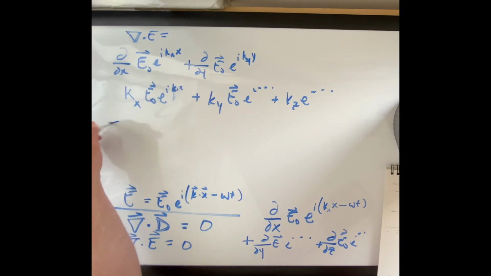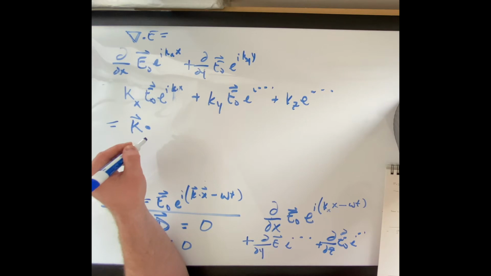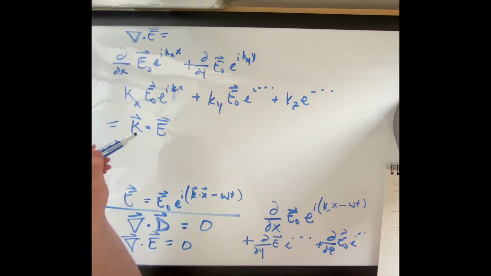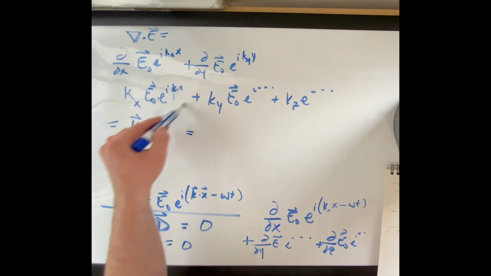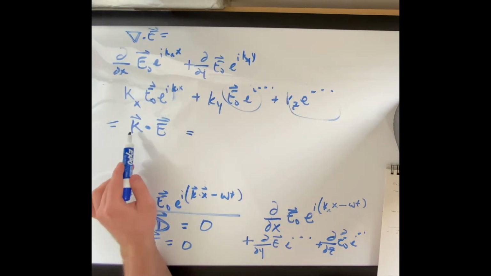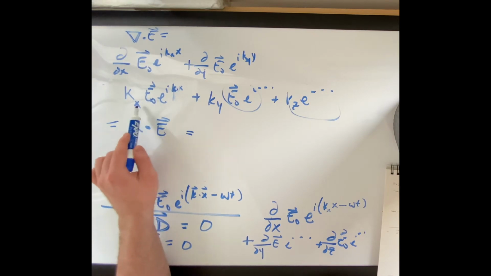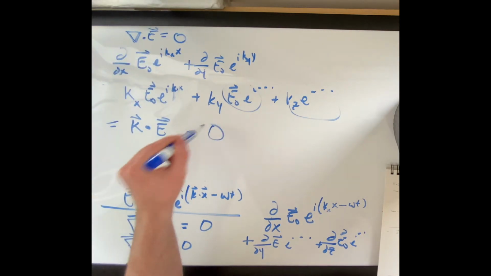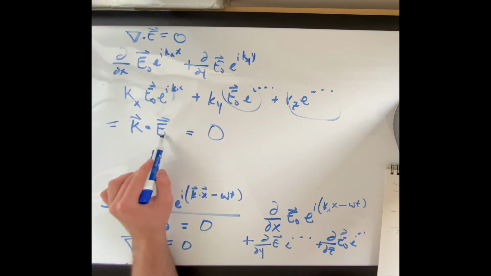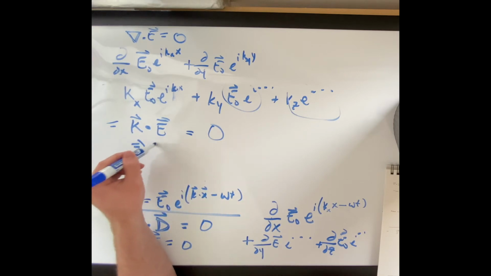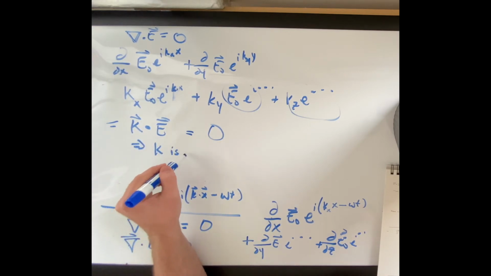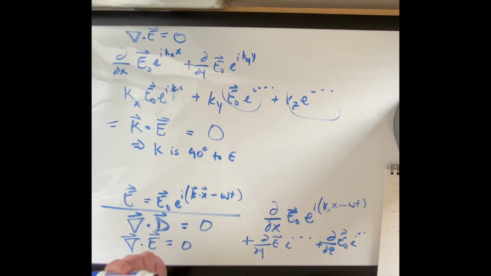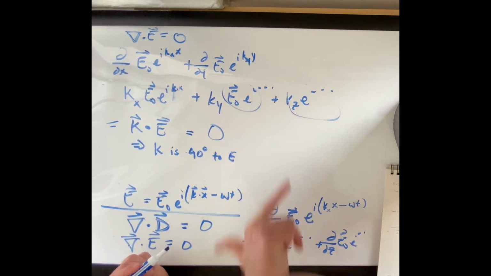This is actually just the dot product of k with our original vector e, right? This e here, because e is this whole thing. Each of these is e. This is just the dot product of k with e, because we're dotting each of the components together. And remember this was equal to 0, because there's no charges. So if k dot e is 0, that means that k is perpendicular, 90 degrees to e. Now they're in 3 dimensions, so it just says 90 degrees. We don't know which orientation it's in.